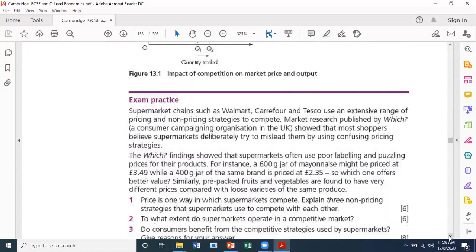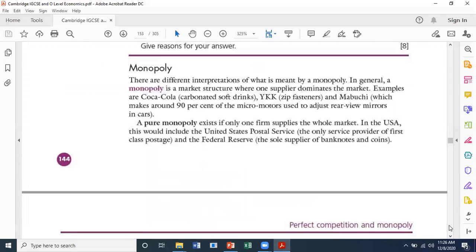Now there is a monopoly, the opposite of perfect competition, and we have the monopoly of Karachi Electric. This is how they are a monopoly, or Coca-Cola. There are different interpretations of what is meant by a monopoly. Mono means single. It is about one, mono means single. In general, a monopoly is a market structure where one supplier dominates the market.